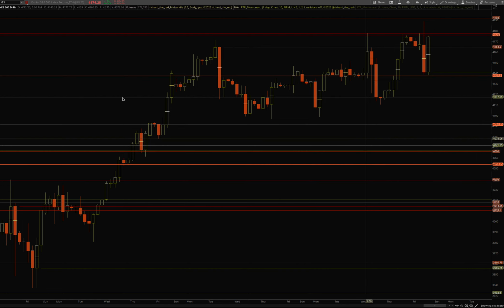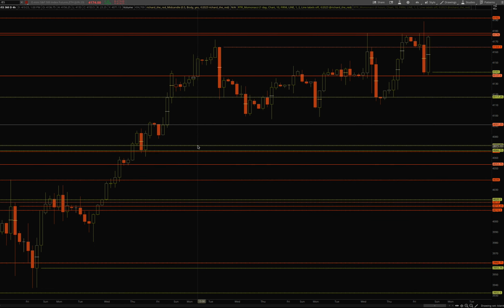On the 4-hour chart here, the darker ones are the 4-hour, and the brighter ones are the daily. So I have two Momonacci studies on here. And I make them brighter and darker by fading the colors back.